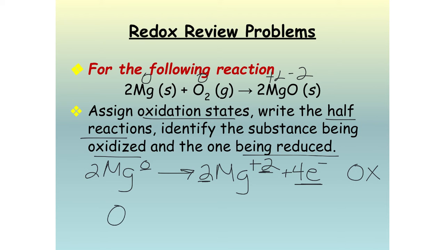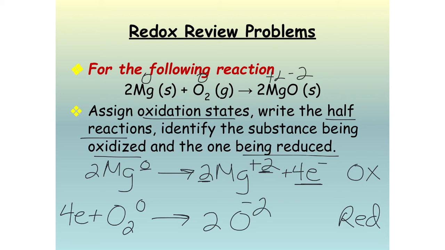My other half reaction would be for oxygen. And I go to 2 oxygen ions, 0 to minus 2. That's a decrease, so therefore that's a reduction. In order to become a negative ion, we must gain electrons. Each oxygen needs to gain 2 electrons, so 4 electrons total. This way now the charge is going to be minus 4 on both sides of the arrow, so it's going to balance out. So we did oxidation states, we wrote our half reactions, identify what's being oxidized. The magnesium is what's being oxidized, and what's being reduced would be the O2.